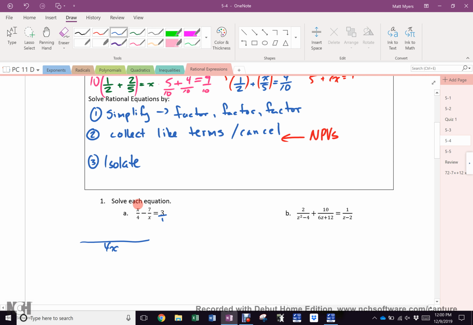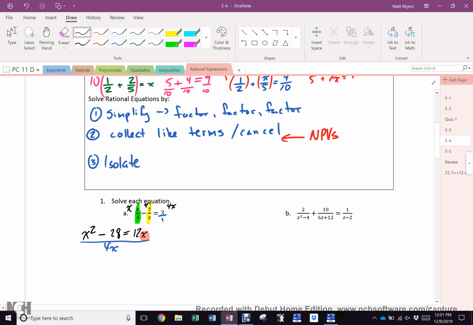What did this term need to have the common denominator necessary? It needed an x. So what is my new numerator there? X squared. What did this term need? 4. So that needs a 4. So what's that? 28 equals. What did this guy need? 4x. So what did it equal? 12x.